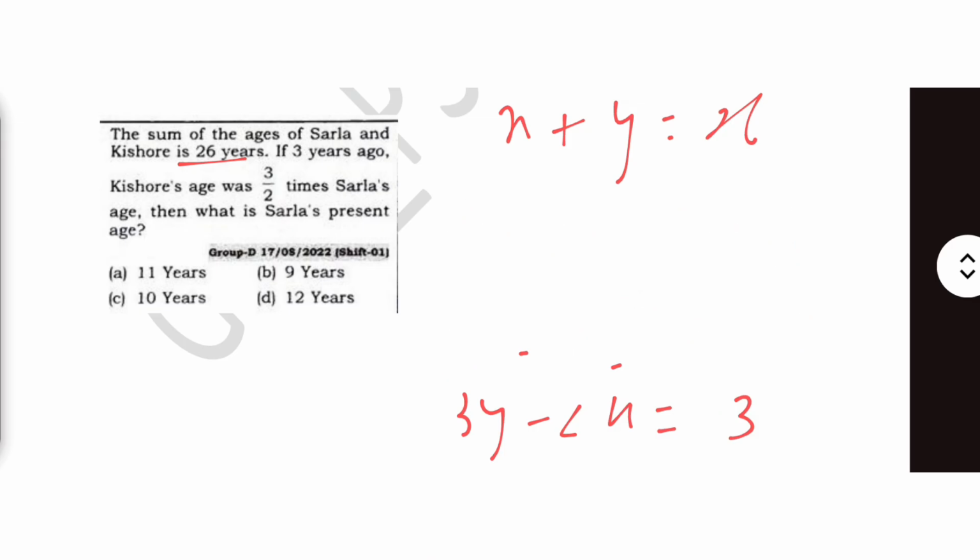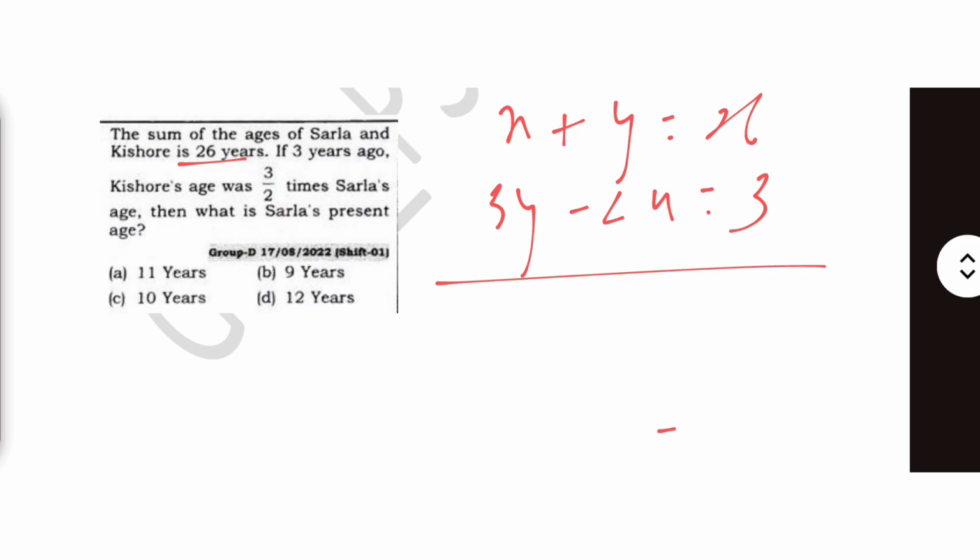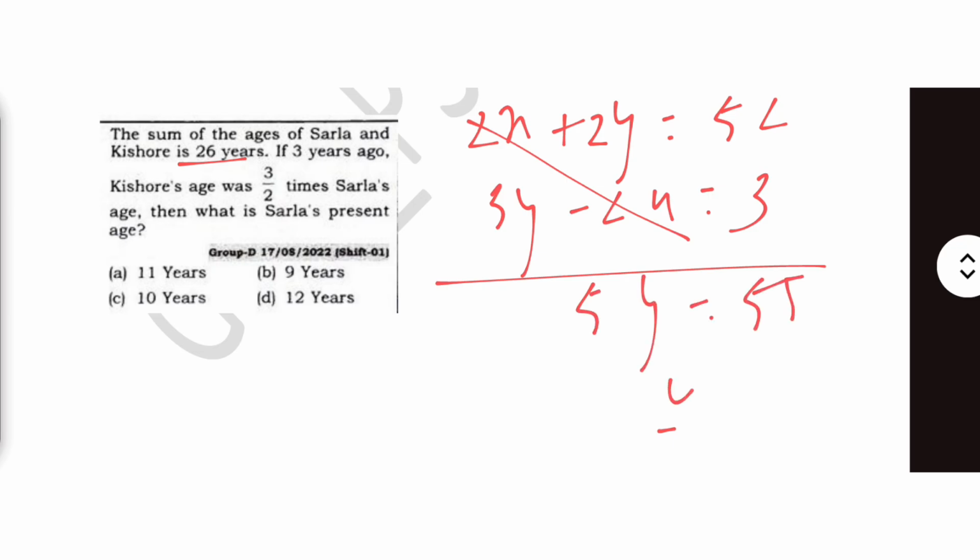So now 3y minus 2x is 3. We can multiply this x by 2. Okay, if we do that, what do we get here? 2x plus 2y, which is equal to 52. So this 2x and this minus 2x get cancelled. 3 plus 2y is 5y, 55, y is 11. Okay, and we had considered Sarla's age as y only, so Sarla is 11 years old. Next question.